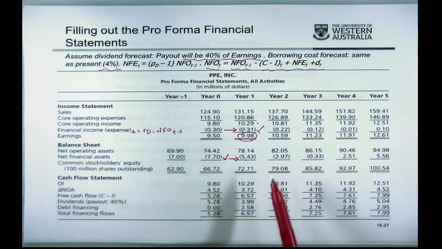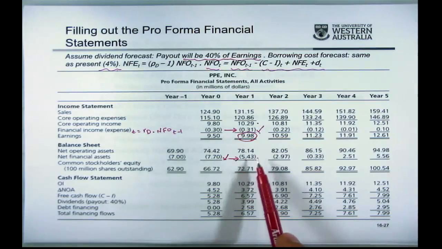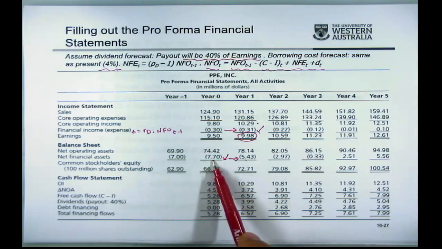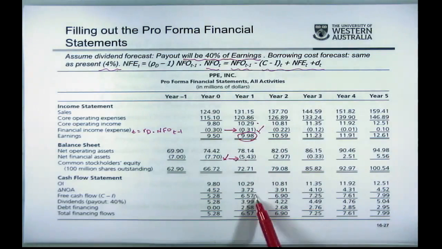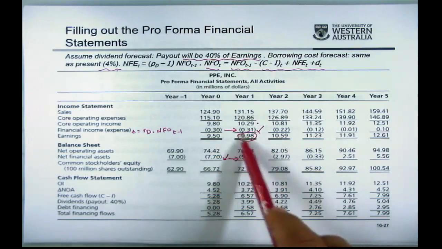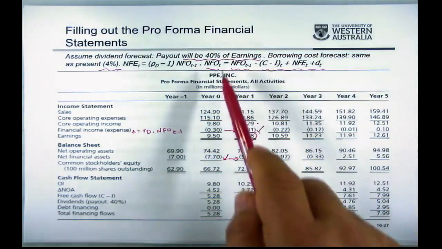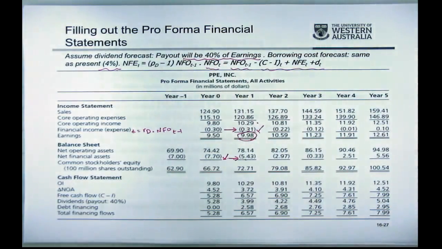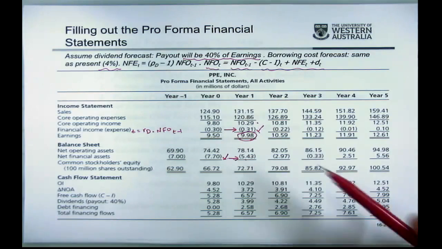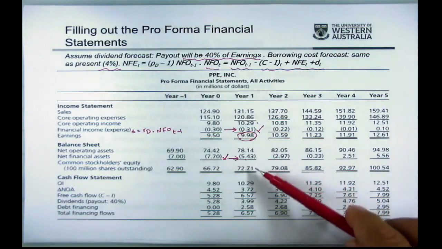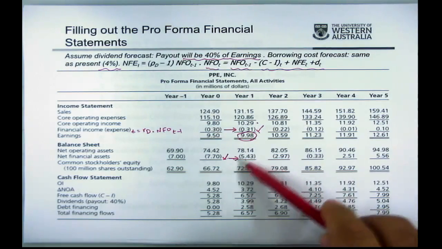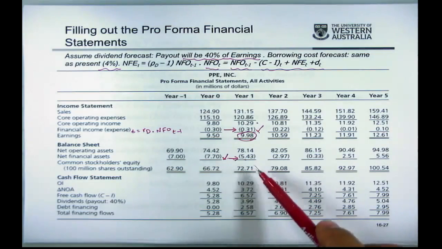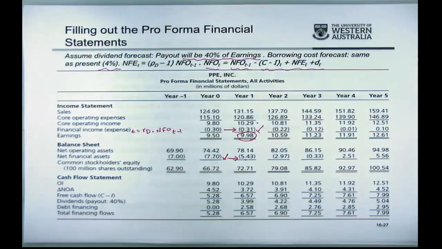So again, net financial obligations here is equal to the lagged one minus the free cash flow, plus the net financial expense, plus the amount of dividend, which is equal to 40% times earnings. Okay? Now, this minus this, or plus this one, keeping the negative sign here, gives us the common equity.